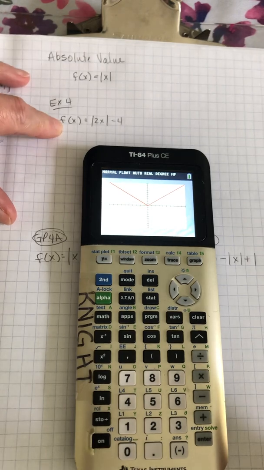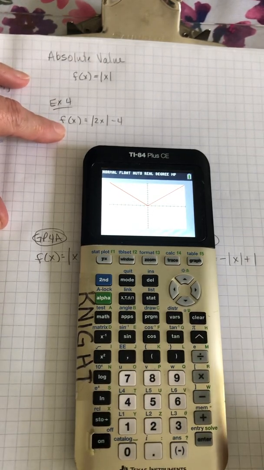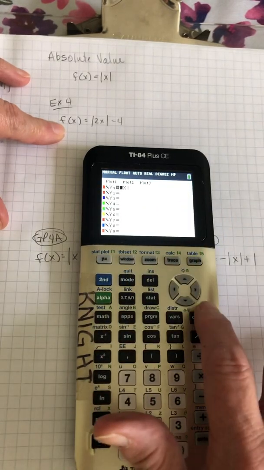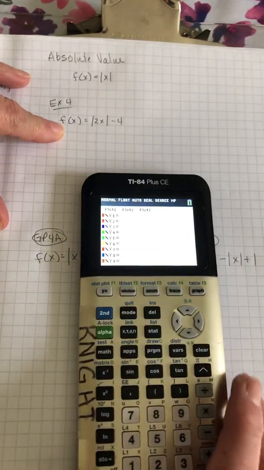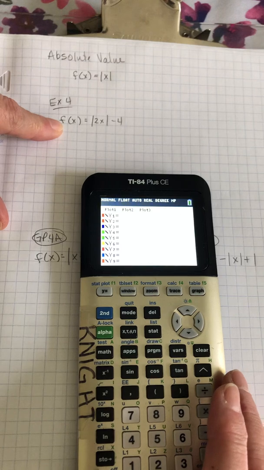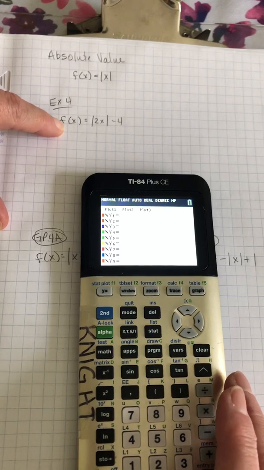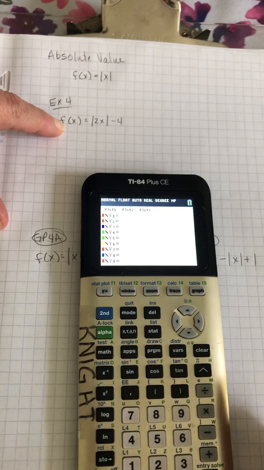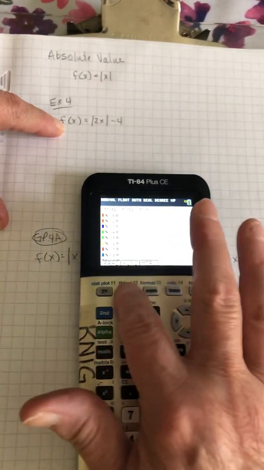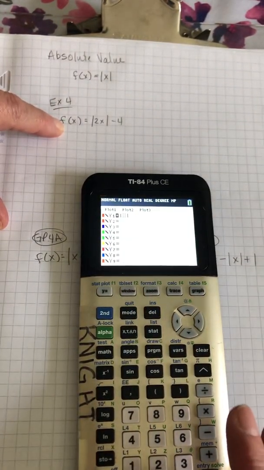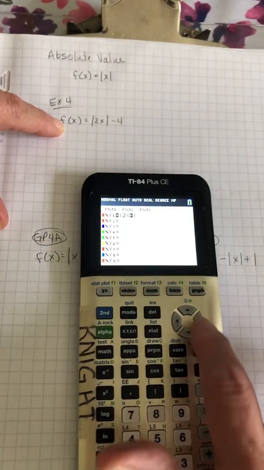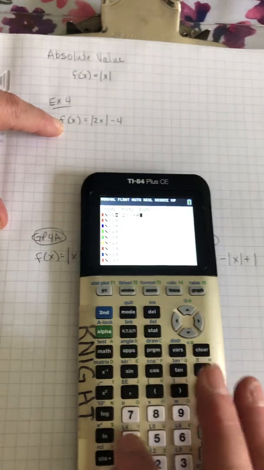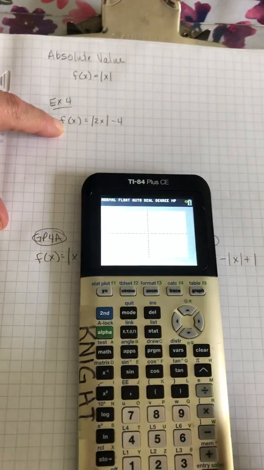The example and the guided practice are designed to hopefully help you see how some different things will change that graph. So in looking at example 4, f of x equals the absolute value of 2x, minus 4. So I want to do alpha F2, number 1, 2x, arrow out because that minus 4 is outside of my absolute value bars, and I hit graph.